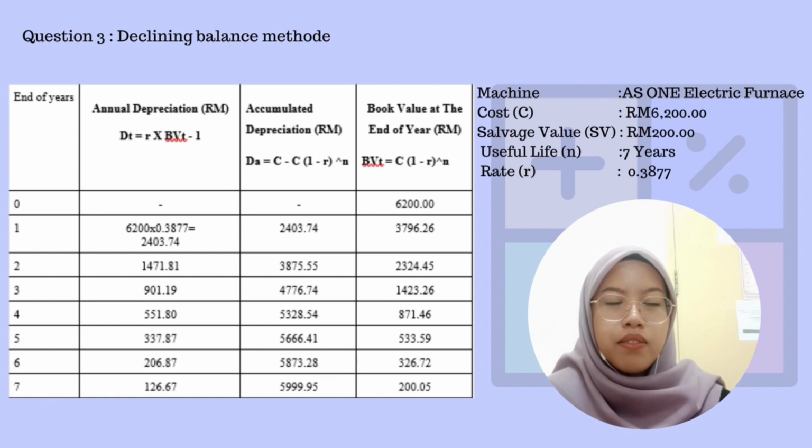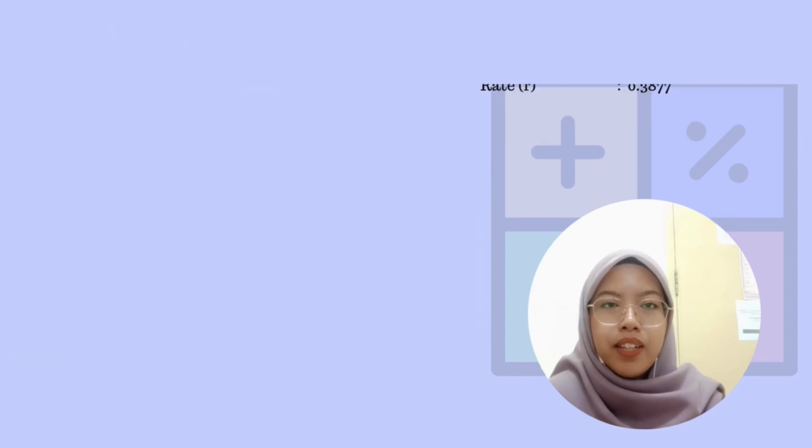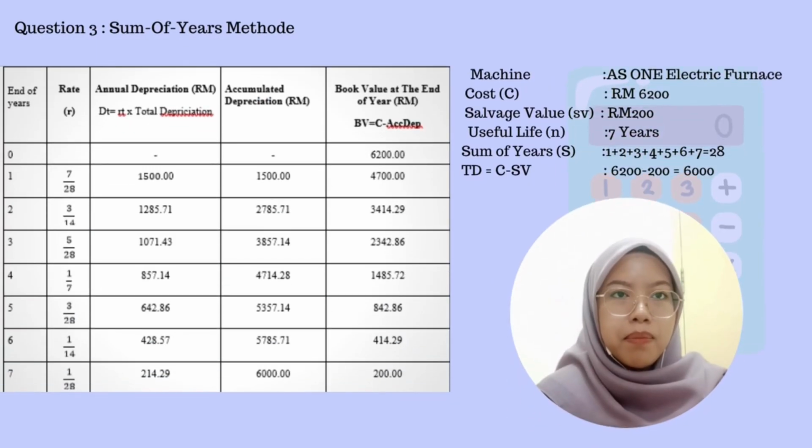At the end of year 7, the annual depreciation is 126.67, the accumulated depreciation is 5,999.95, and the book value is 200.05.